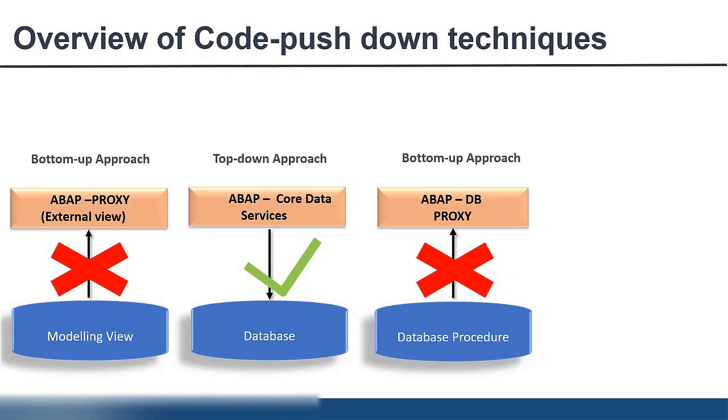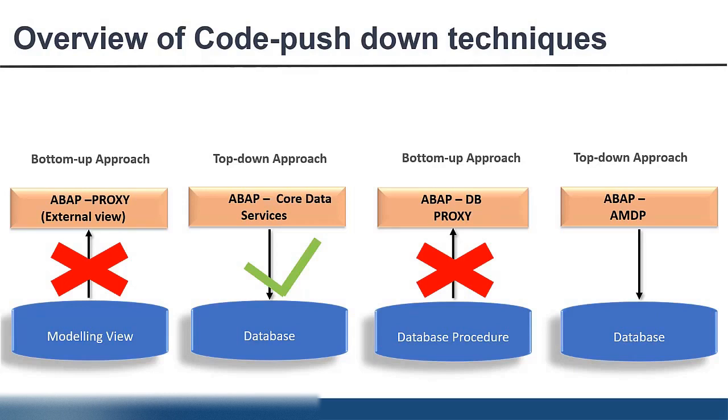So SAP has come up with another code push down technique, that is AMDPs. AMDPs are created directly in ABAP layer and the corresponding HANA object gets created automatically in the database. Since AMDPs are treated as ABAP objects, limitations of the bottom-up approach are covered over here, limitations of CDS view are also covered over here, and this is one of the recommended techniques for ABAPers. And if you remember, you have also learned one more important code pushdown technique, that is OpenSQL, which is also recommended for ABAPers.